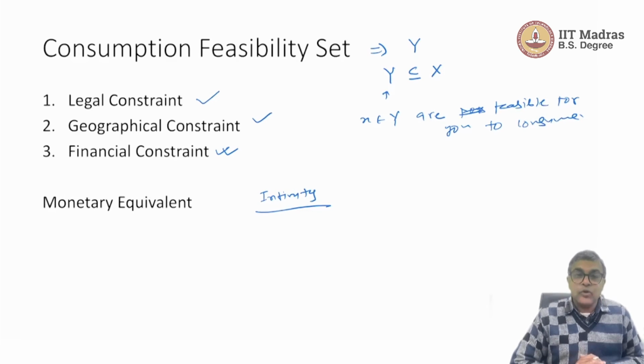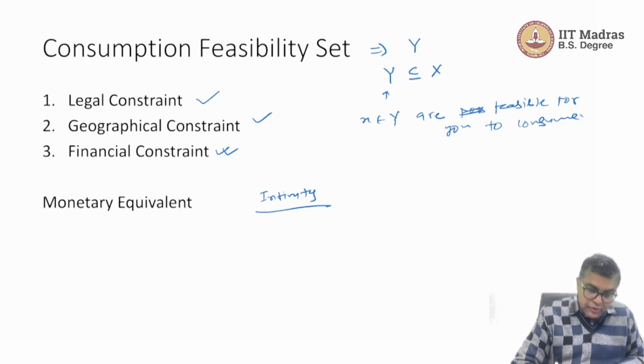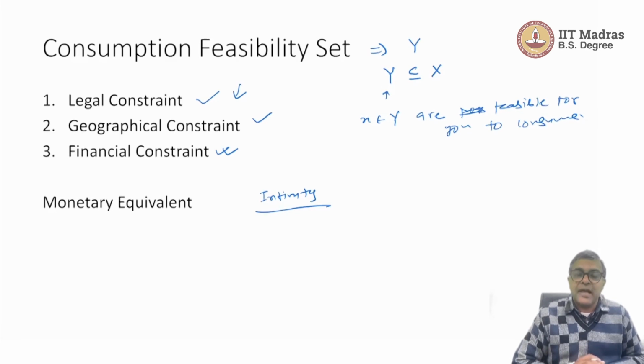The legal constraint can also be handled this way: when the government bans an item, you still can have it, but perhaps you will have to pay a higher price because it may be available in the black market. So, you will change the price accordingly. The point is that the financial way of looking at things is really useful, and it helps us talk about the consumption feasibility set.